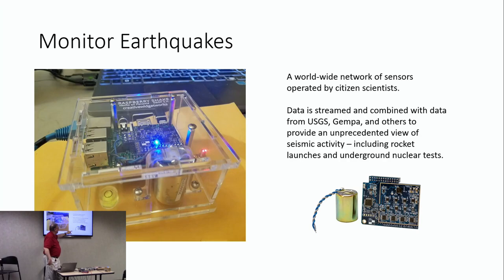This is the first unit. This one over here is actually a unit for people that live in more energetic areas, California and places like that. And it has the geophone, which is like a really sensitive microphone for very, very low frequencies. But it also has four accelerometers.